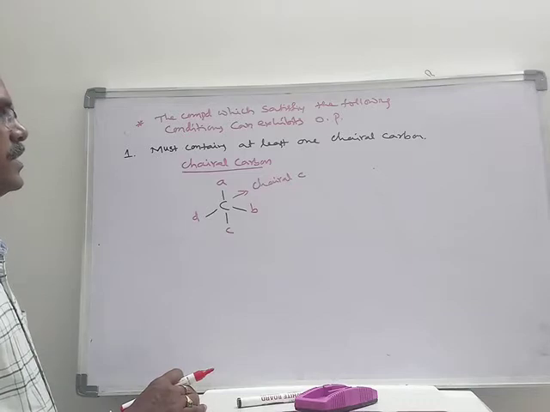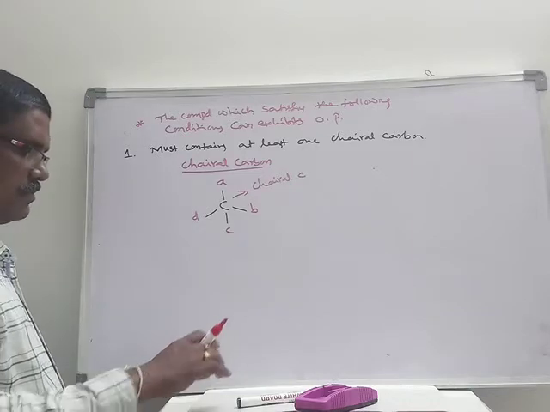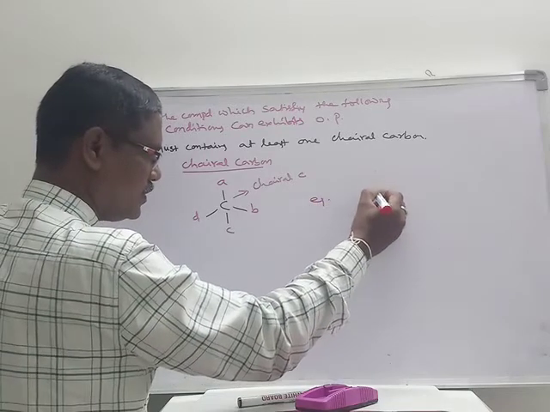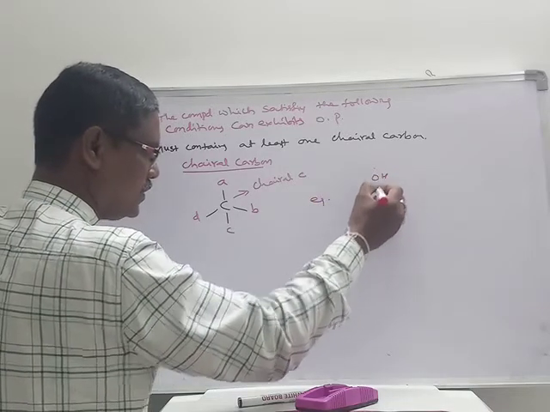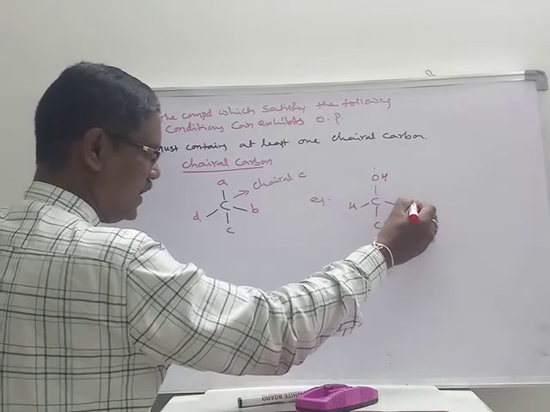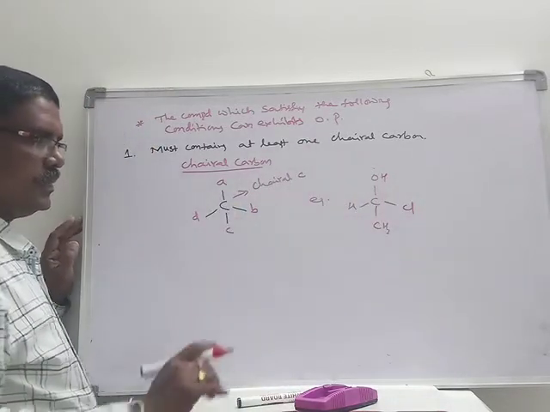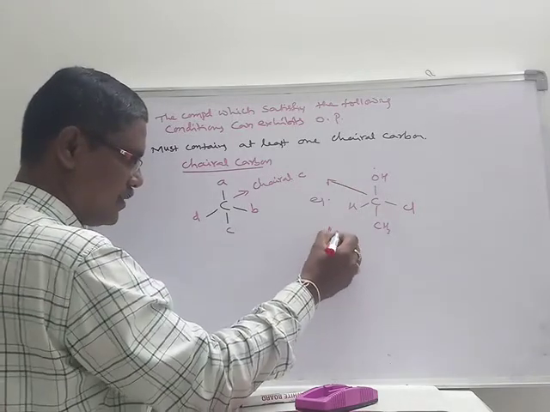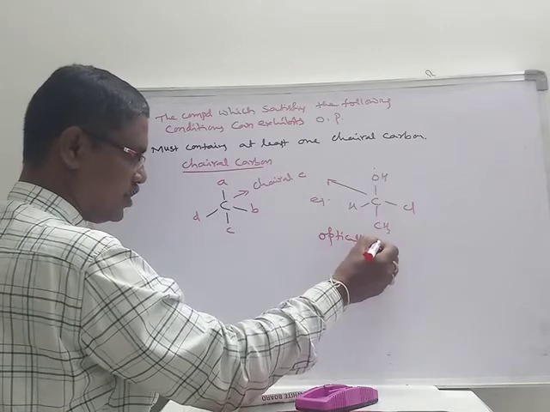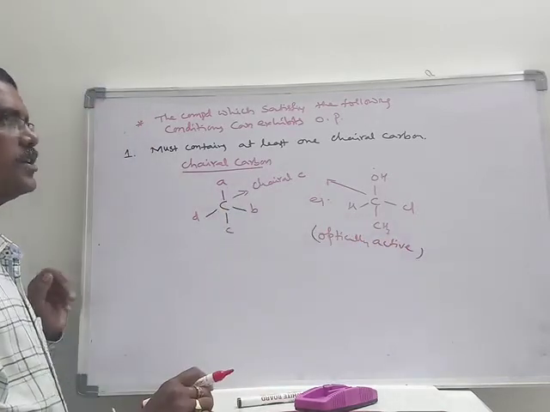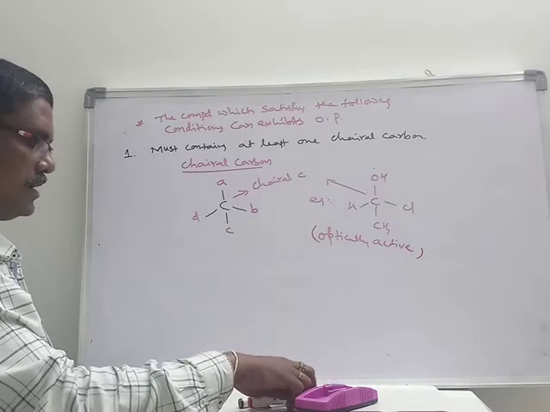It must contain at least one chiral carbon. For example, I am taking OH, H, CH3 and Cl. Then this carbon is the chiral carbon. That's why it is optically active. Okay, this is the one point.